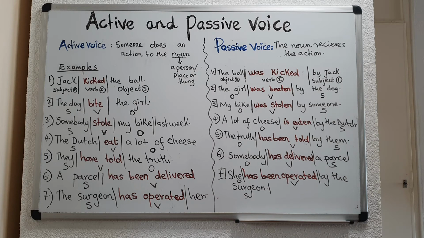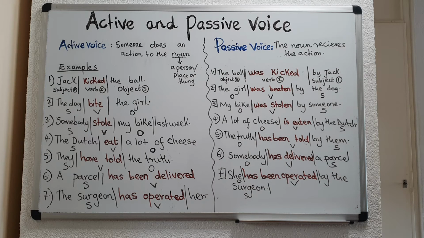Then number 5. They have told the truth. That is the past perfect tense. It is the past perfect tense because you have the word have. Whenever you have the word have or has, instantly you know that is perfect. It is the perfect because of have and has. And told is in the past tense. So we would say it is the past perfect tense. It is past because of the verb told, and it is perfect because of the word have. Past perfect tense.